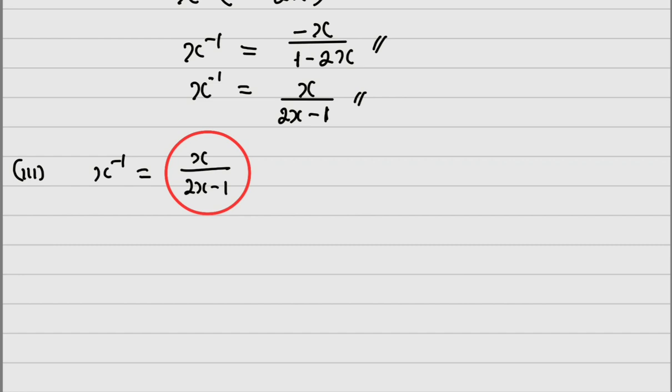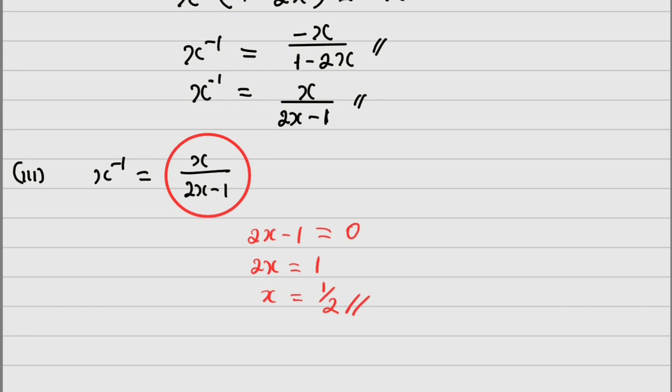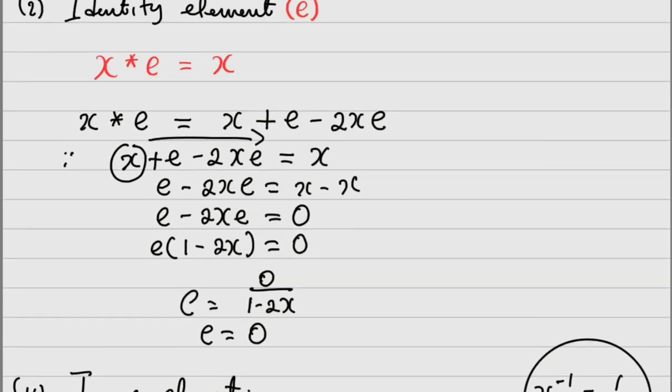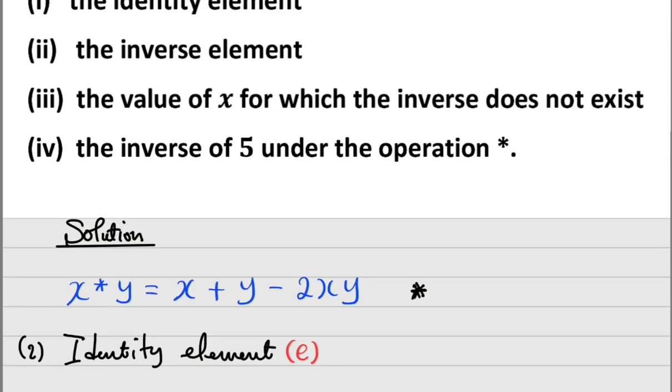So what you need to do is to say for it not to exist, then it must be that 2x minus 1 will be equal to 0. So therefore, we have 2x equals 1, so that we have x equals 1 over 2. Now, this is the only value of x that will render the inverse not to exist. And that is exactly what they asked us to find in the second question.